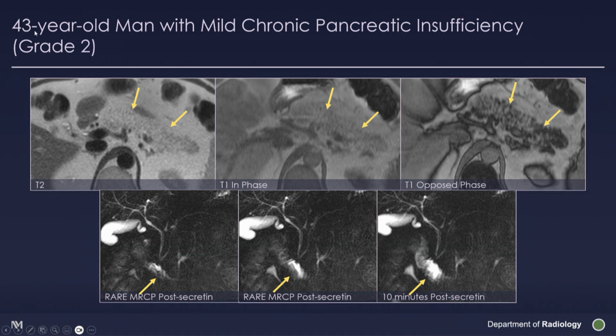This was a 43-year-old man with mild chronic pancreatic insufficiency. The difference here is you're only seeing a small portion of the duodenum filling, so this was considered grade 2.